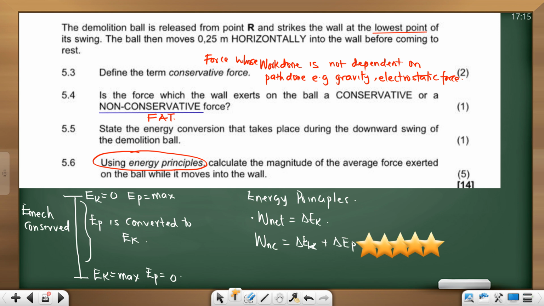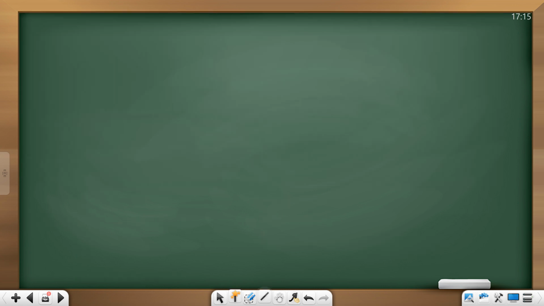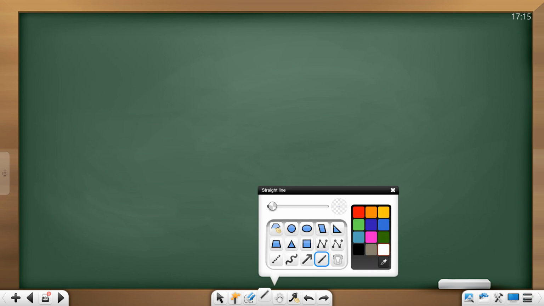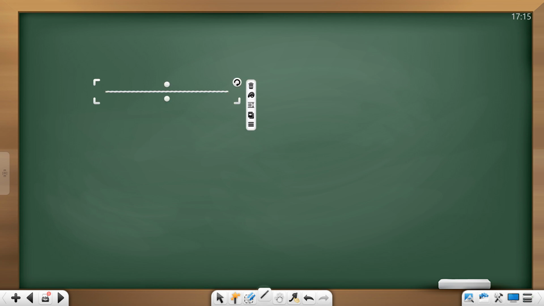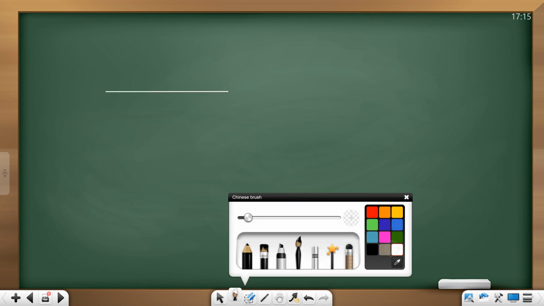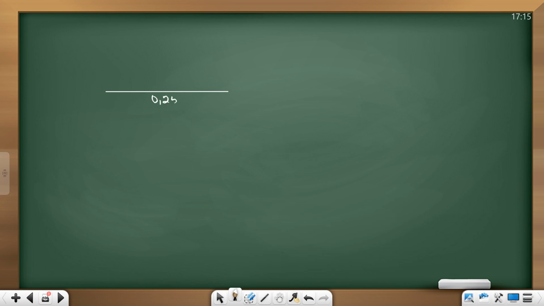Now, using energy principles, calculate the magnitude. Guys, let's understand the question. The demolition ball is released from point R and strikes the wall at the lowest point of the swing. The ball then moves 0.25 meters horizontally into the wall before coming to rest. Let's try to create a little diagram for us to see what's going on. So it moves into the wall a distance of 0.25 before coming to rest.